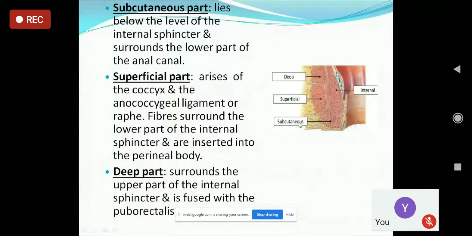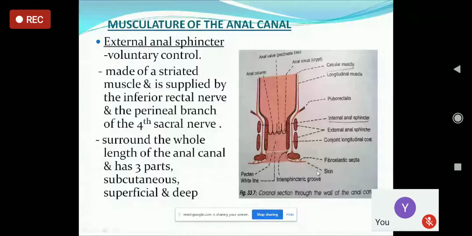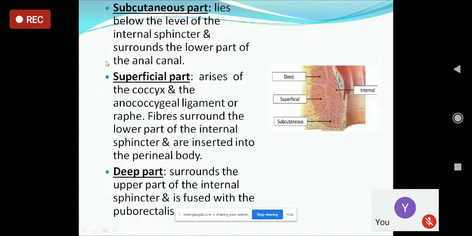Talking about the subcutaneous part, it lies below the level of the internal sphincter muscle and surrounds the lower part of the anal canal, whereas the superficial part arises from the coccyx and anococcygeal ligaments, and the deep part surrounds the upper sphincter and fuses with the puborectalis. You have to remember this figure: internal sphincter and external anal sphincter. It has three parts. What are the three parts? Subcutaneous, superficial, and deep part. Okay.